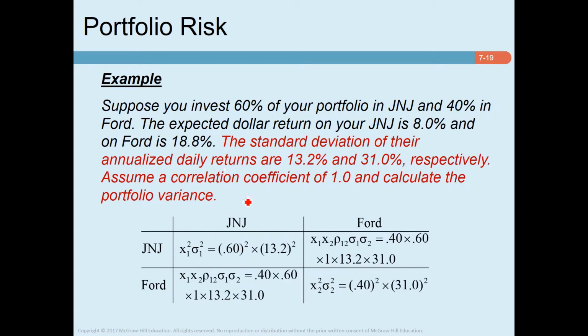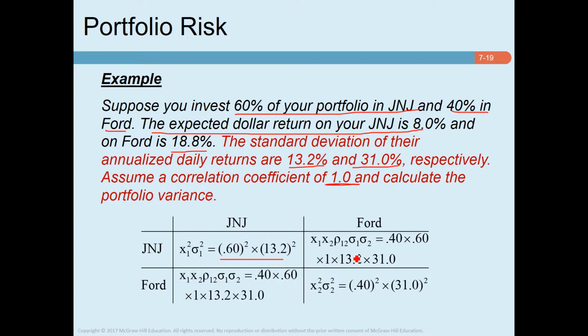Now look at how we calculate portfolio risk. Suppose you invest 60% of your portfolio in J&J, 40% in Ford once again, and the expected dollar return is 8% and 18.8%. Now you see that the individual standard deviation is 13.2% and 31%. That means asset 1 and asset 2 respectively, and correlation is 1. So calculate the portfolio variance.